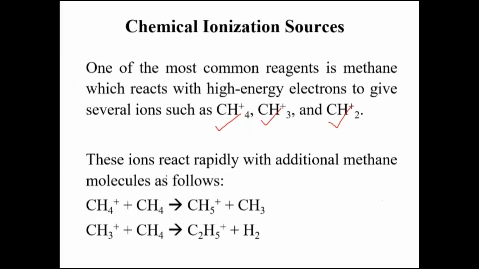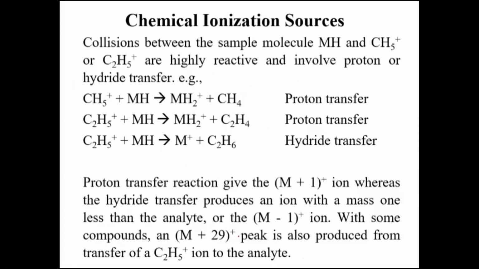Now, these ions react rapidly with additional methane molecules. You can see this first ion reacting with another methane molecule to give you CH5 plus, and then CH3 plus gives C2H5 plus and H2. So what we mean to say is we are getting a huge number of positively charged ions because of this. Because we have a variety of ions that are reacting with the molecule, we will get a variety of ions from the analyte itself.